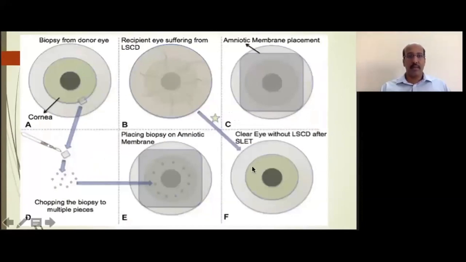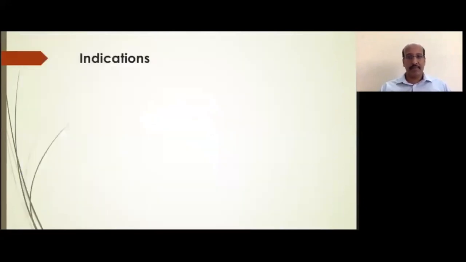What we usually do is, from the donor eye, we take a biopsy of around 3 to 4 millimeters of the limbus. The limbal stem cells are taken and preserved in BSS. In the recipient eye, we clear off the pannus, then we place an amniotic membrane over this dissected area, and over the amniotic membrane we place these limbal stem cells, which are cut into around 8 to 10 pieces, in the mid periphery, and over that we put a bandage contact lens. This is basically what is called SLET.